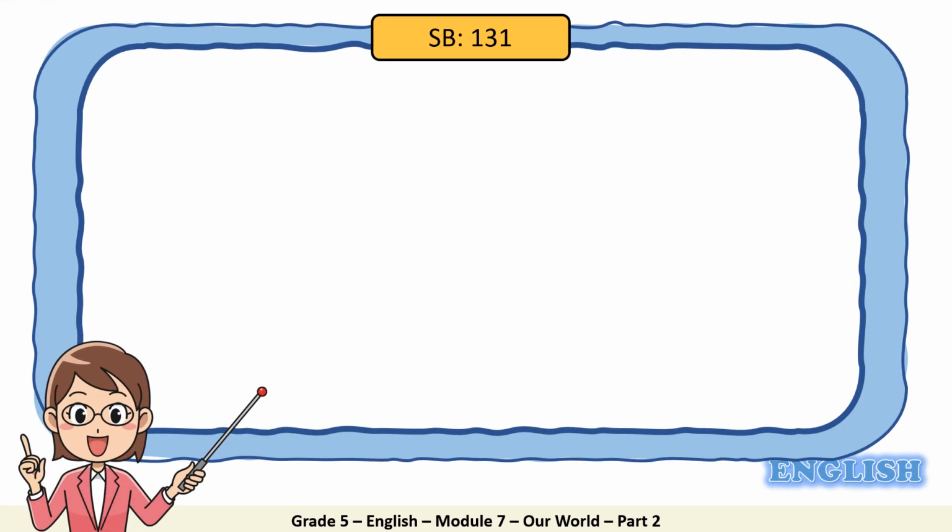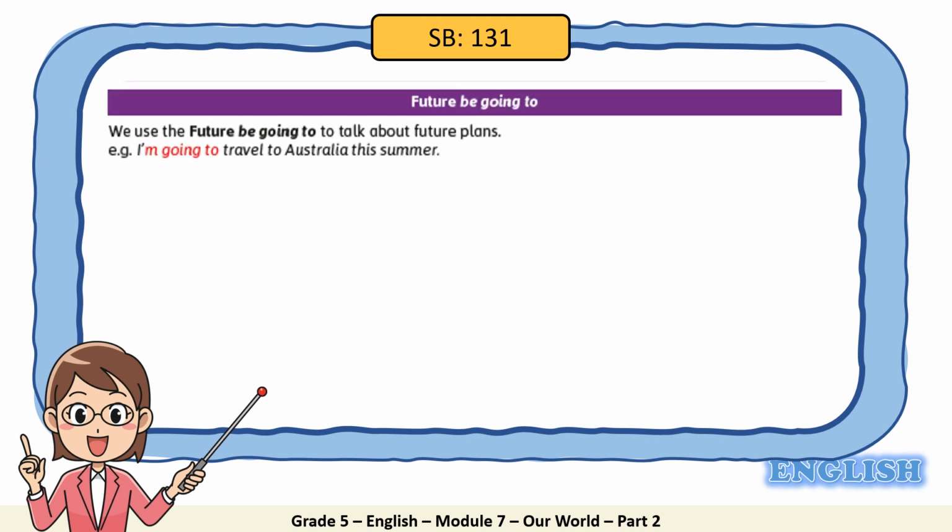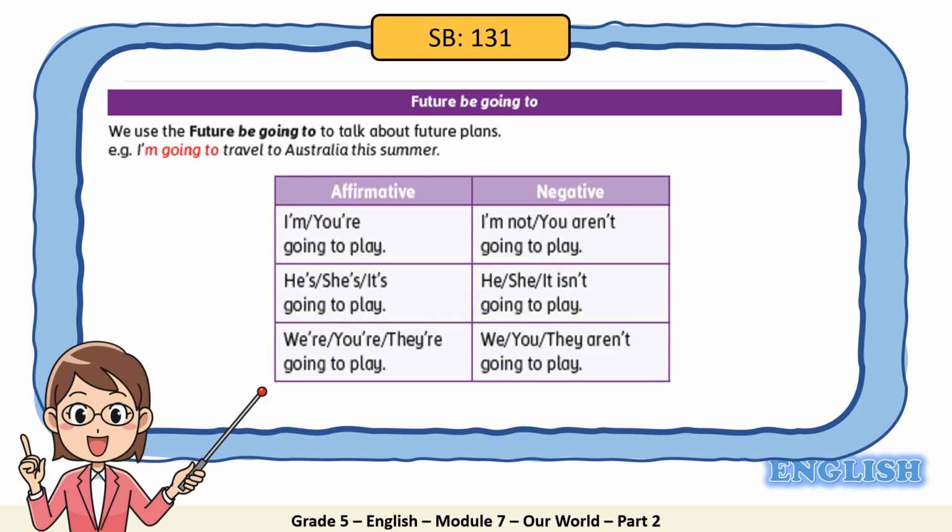When do we use going to? Well, we use the future be going to talk about future plans. For example, I am going to travel to Australia this summer. There are 2 forms, the affirmative and the negative. Let's discuss each of these forms in detail.